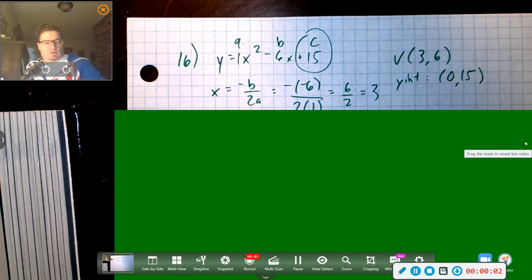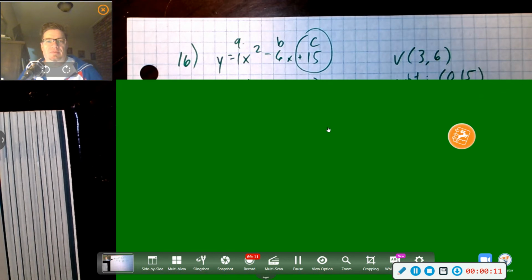Alright, section 2.2 is standard form. I've already done these questions, so I'm just going to go down the list here. Number 16, so you have it in standard form. I've labeled my A, B, and my C.